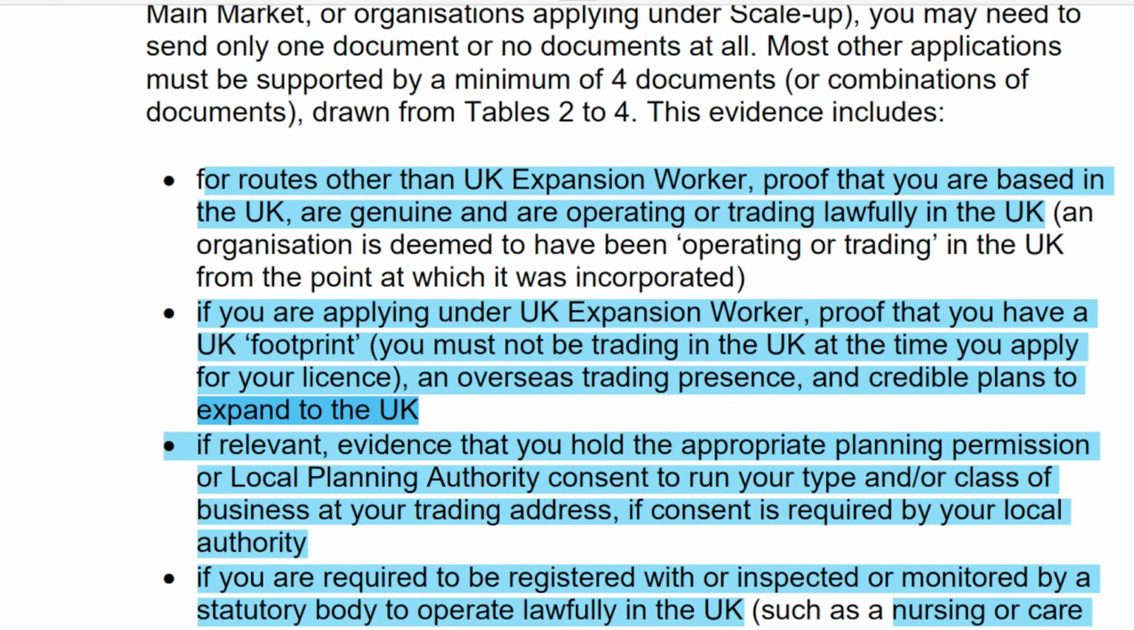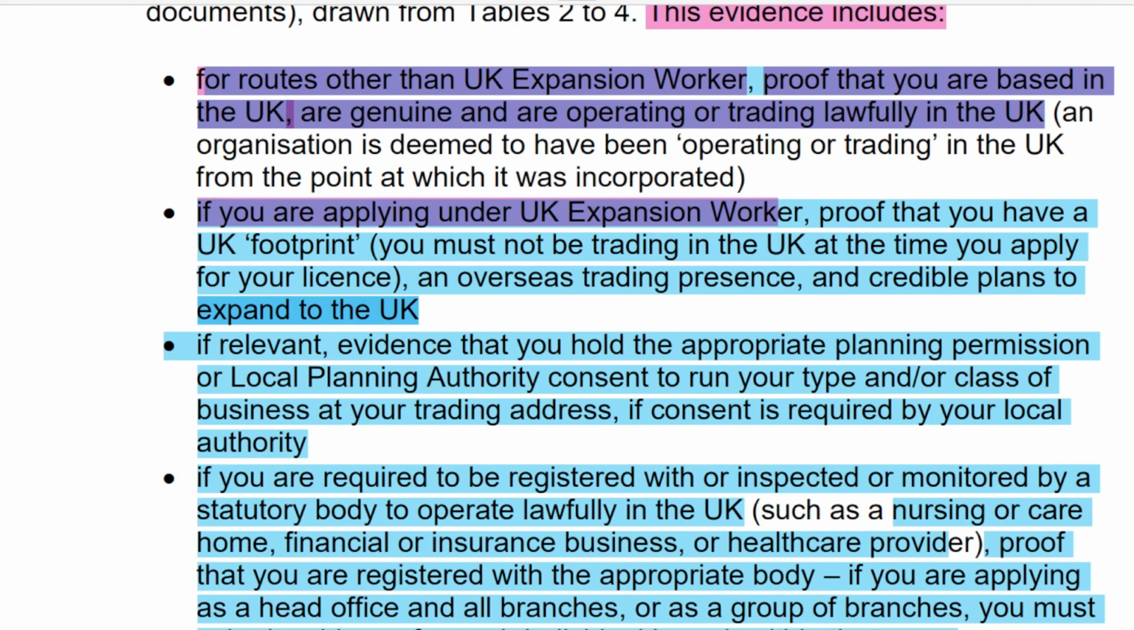Okay. Further, the evidence includes, for routes other than the UK Expansion Worker visa, proof that you are based in the UK. So this is one of the evidence. For example, your business address, your business documents, your tax returns and all that, showing that you are genuine and operating lawfully in the UK.